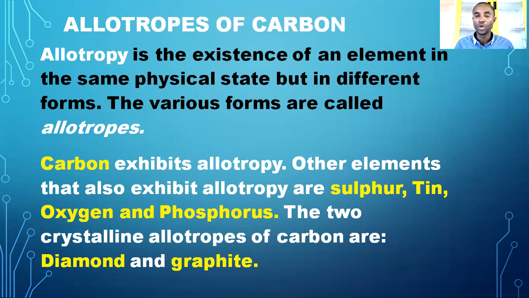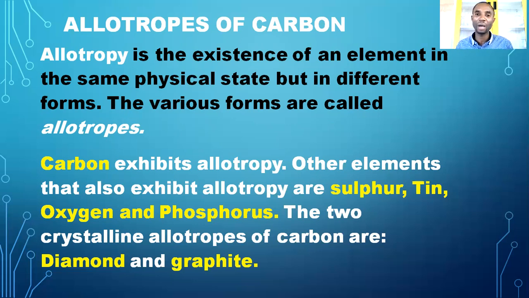We have two. Note this. Of course, we have other forms of carbon, but they are amorphous in nature. The crystalline allotropes of carbon are two: diamond and graphite. These are crystalline. They have shape and can be described. They are not amorphous, not powder, not shapeless.